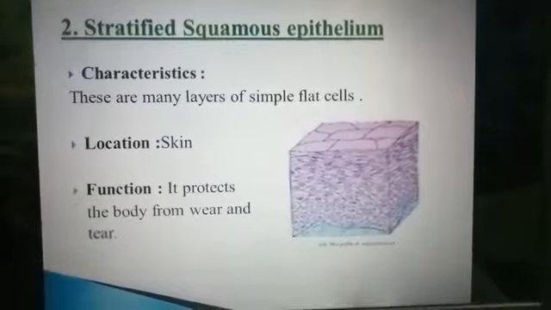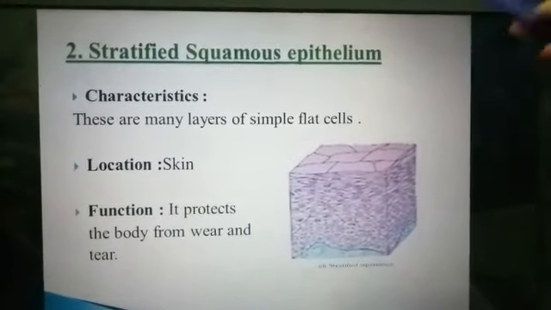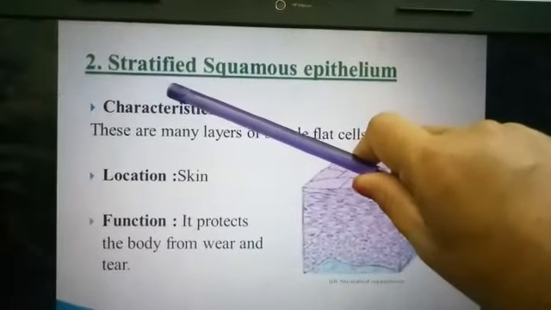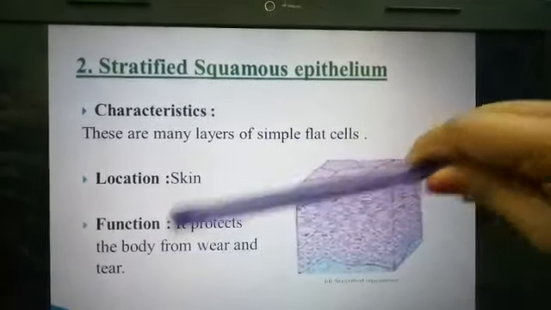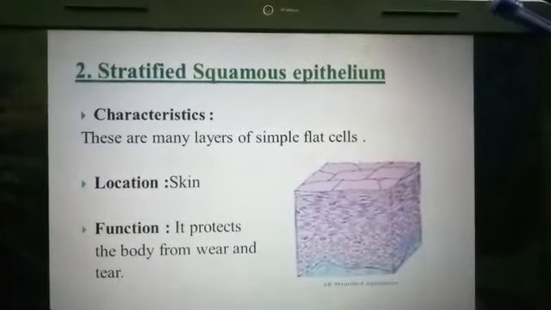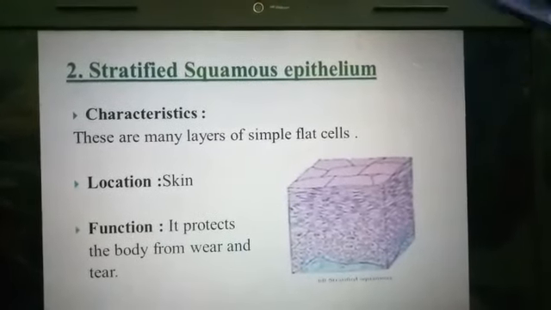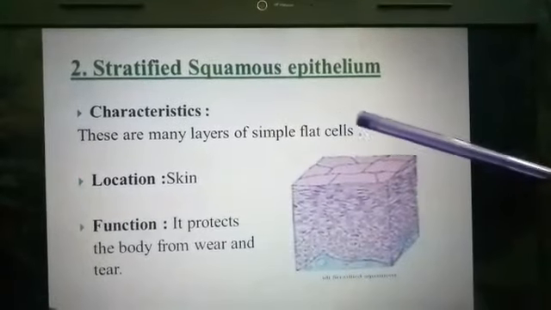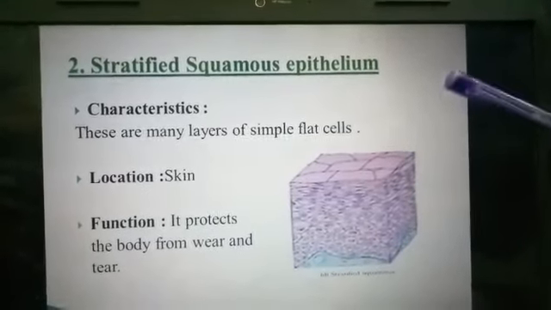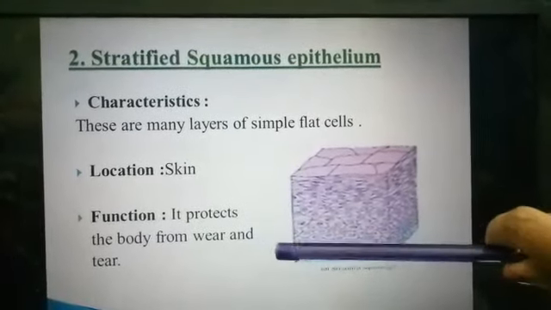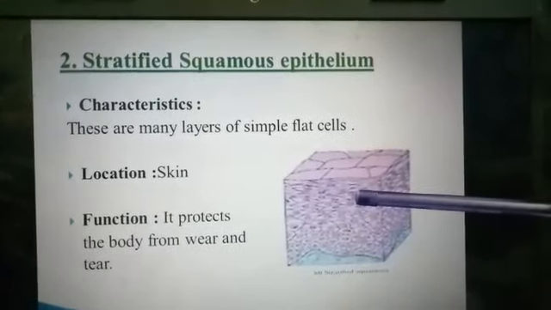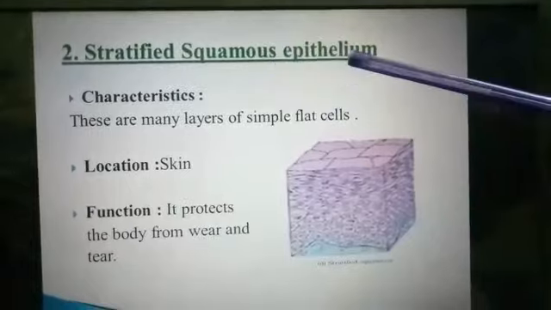Next is stratified squamous epithelium. So one more term is added to squamous epithelium. This one is stratified. Stratified means in the form of layers. हिंदी में अगर हम इसे बोले तो वो कहते हैं सीढ़ी मतलब layers, right? So there are many layers of simple flat cells. आपने squamous में देखा था single layer था, only one layer, but here many layers are present, right? Many layers. So it is known as stratified squamous epithelium.